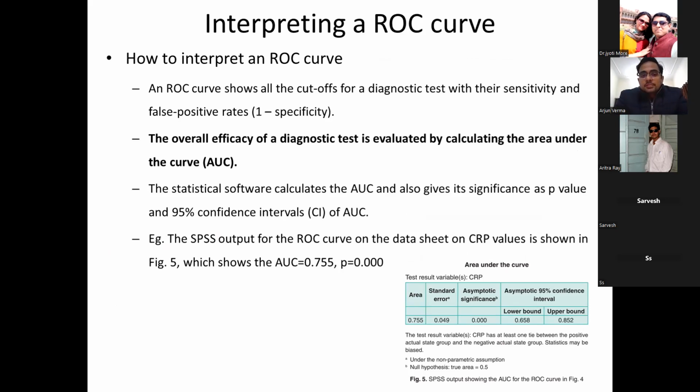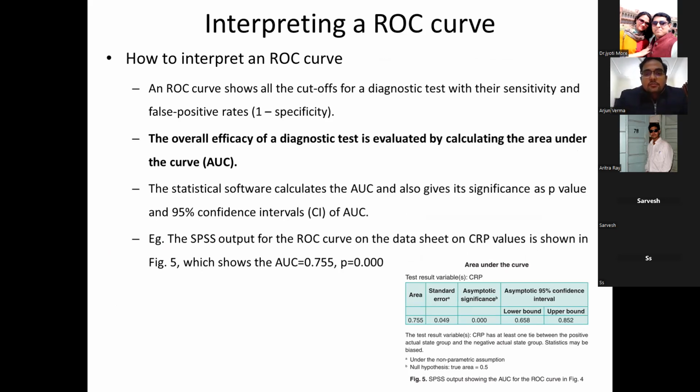Now, how do we interpret this ROC curve? The most important characteristic of an ROC curve is the area under curve. Now, what does the area under curve mean? Area under curve means the entire area from the point A to C with the curve. So, in this previous example, the area under curve came to 0.755. So that means it is a good area under curve.